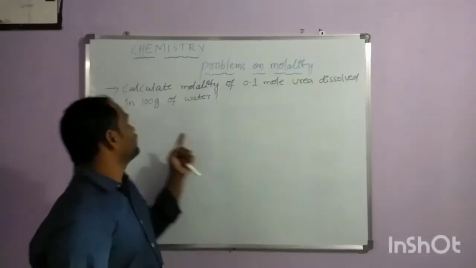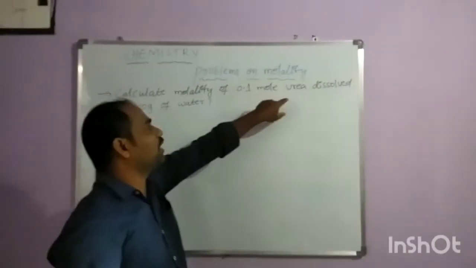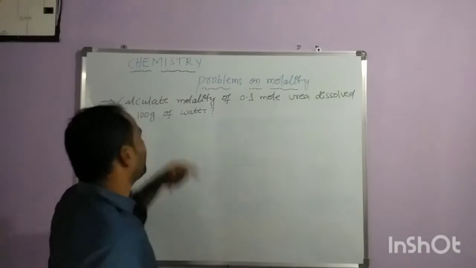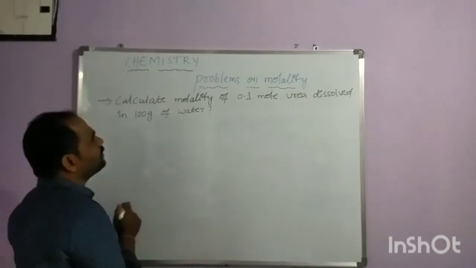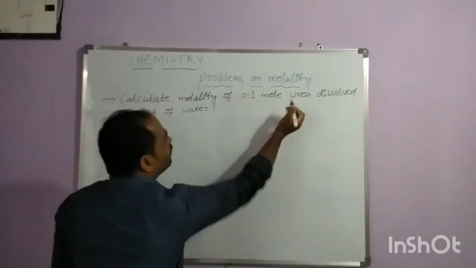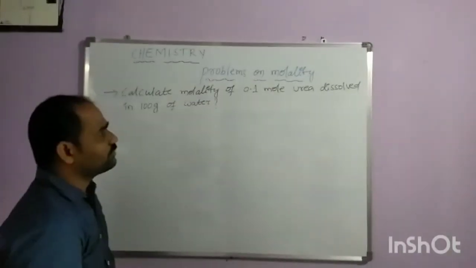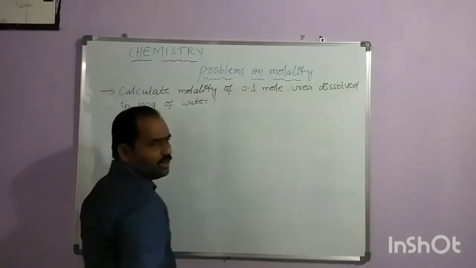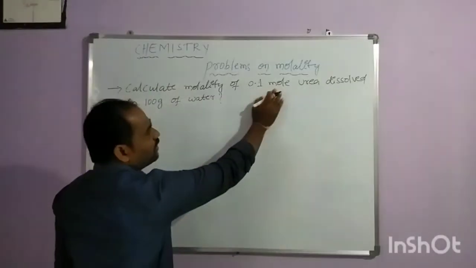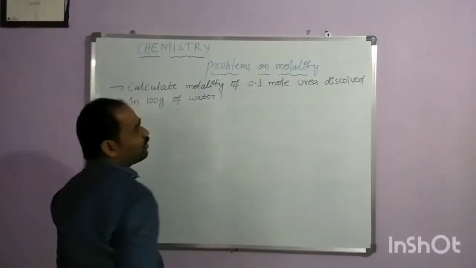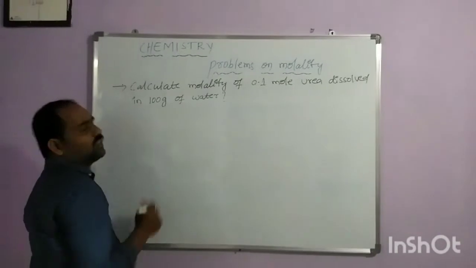The second problem is: calculate the molality of 0.1 mole of urea dissolved in 100 grams of water. In the given problem, 0.1 mole of urea is present in 100 grams of water. The solute is urea, its number of moles is 0.1. The solvent is water, and the weight of the water is given as 100 grams.